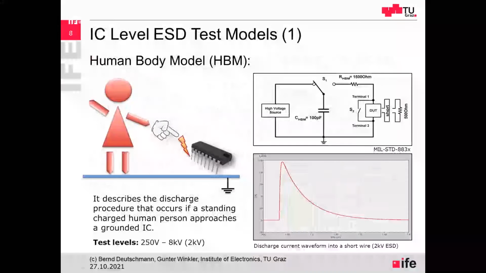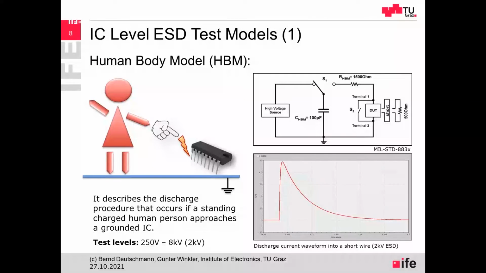So let me give you a short introduction into these three models that I've just mentioned. The first one, I think this is the simplest one, is the so-called HBM model. As I mentioned, it simulates a charged human person, which is discharging, for example, by touching the integrated circuit pin with the finger. So it describes the procedure that occurs if a standing charged human person approaches a grounded IC.